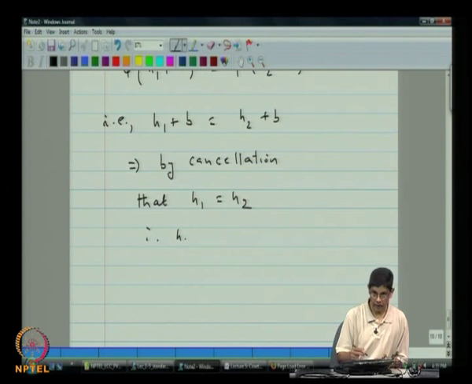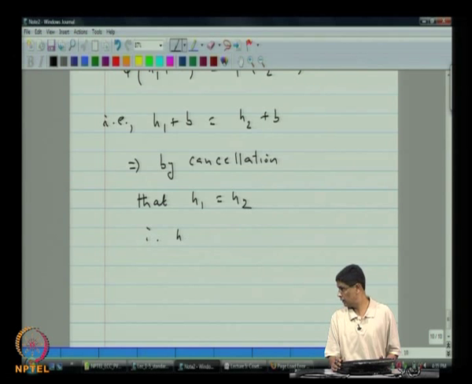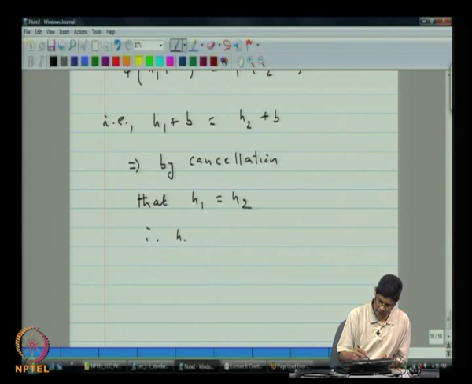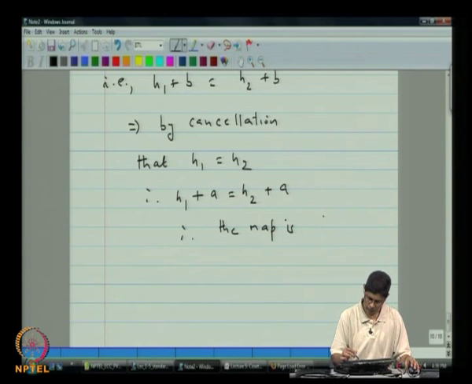Therefore, yes? No, sir, carry on. Therefore, H1 plus A is equal to H2 plus A. Therefore, the map is one-to-one. Okay.